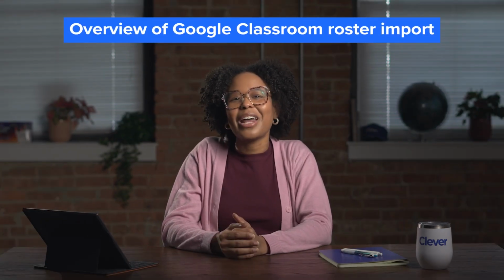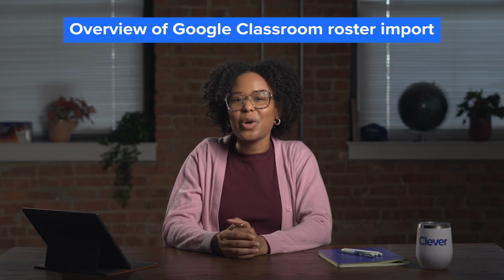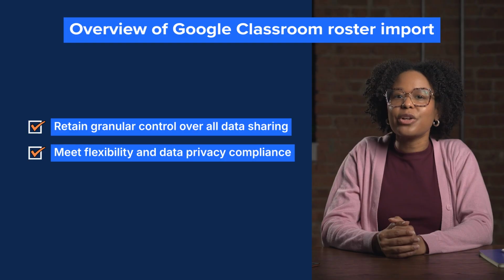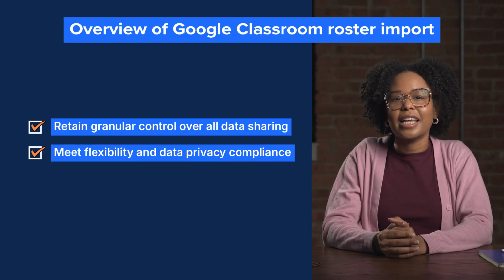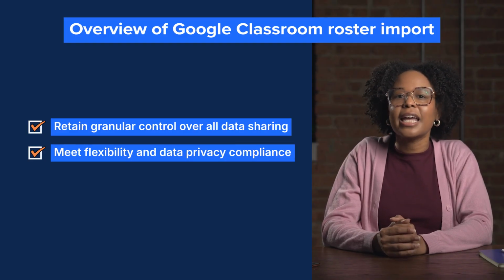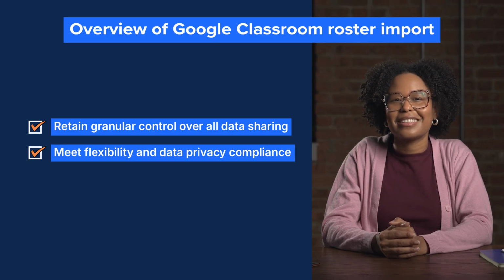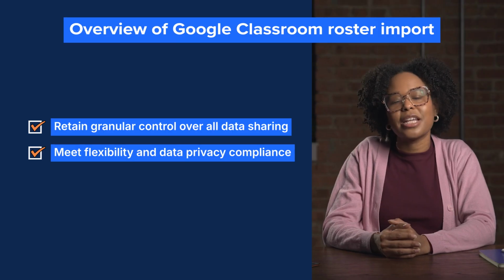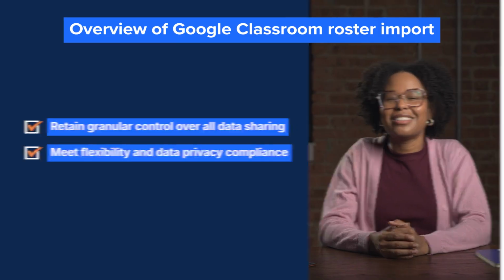Now, let's talk about how Clever Google Classroom Roster Import works. As you might know, Clever takes data from your student information system and then shares relevant data with applications you connect to Clever. This same process is true for Clever Google Classroom Roster Import. You retain granular control over all data sharing, ensuring you meet both flexibility and data privacy compliance. For instance, you might decide to share only 1st through 8th grade sections, but exclude high school.